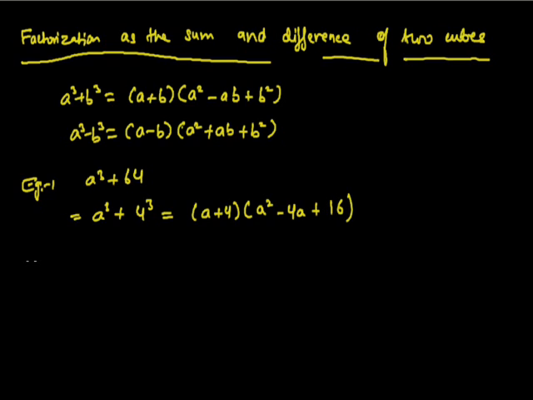So this is the normal simple method of doing the factorization by using the identity. And as you can see here, this question is directly in the form of a cube plus b cube, so it is easier to do the factorization here. Now we'll see the next example.